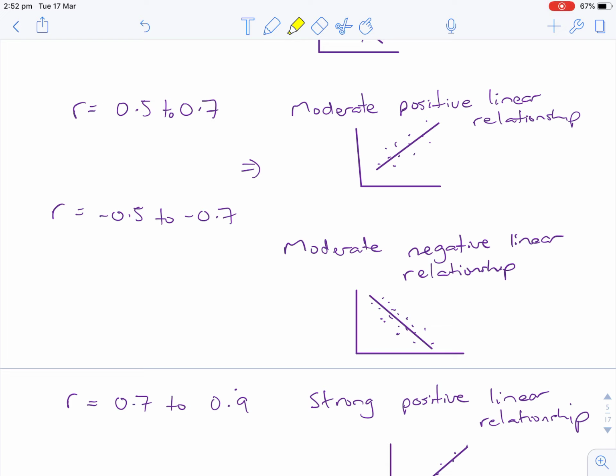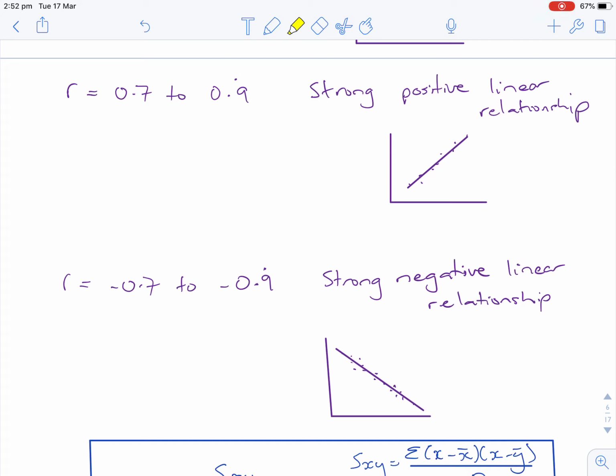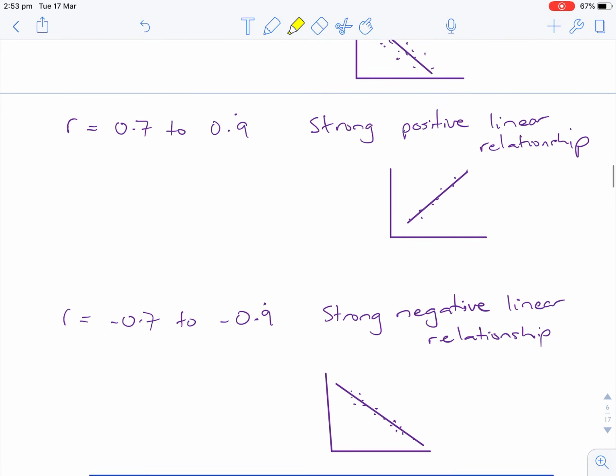And again, the features of the graph, my dots are relatively closely clustered around that line, and it's going up or down, and so on. If I have an r of 0.7 to 0.9 recurring, so anything up to the 1, so it's not quite perfect, then I would be saying I've got a strong positive linear relationship. Or if I have an r of -0.7 to -0.9 recurring, I would be saying that I've got a strong negative linear relationship.